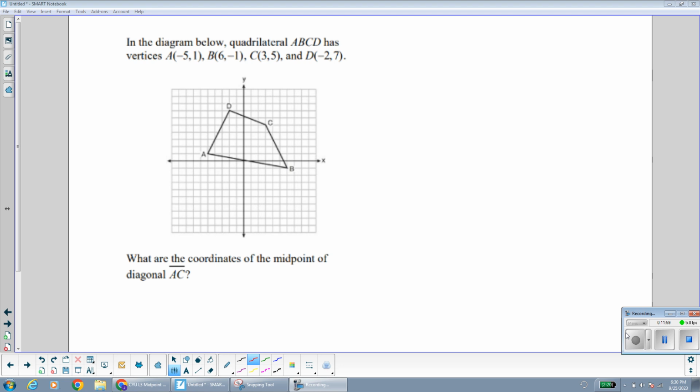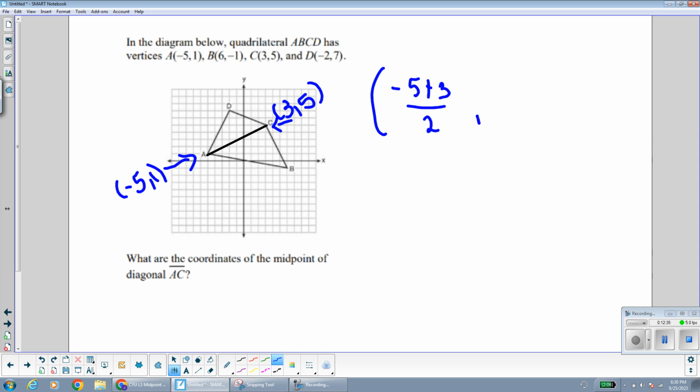Let's take a look at this next one together. So here we have a quadrilateral. That just means a four-sided figure. And what we need to do is find the coordinates of the midpoint of diagonal AC. So we don't see AC here, so I'm going to draw that. And we're going to figure out what the midpoint of that segment is.